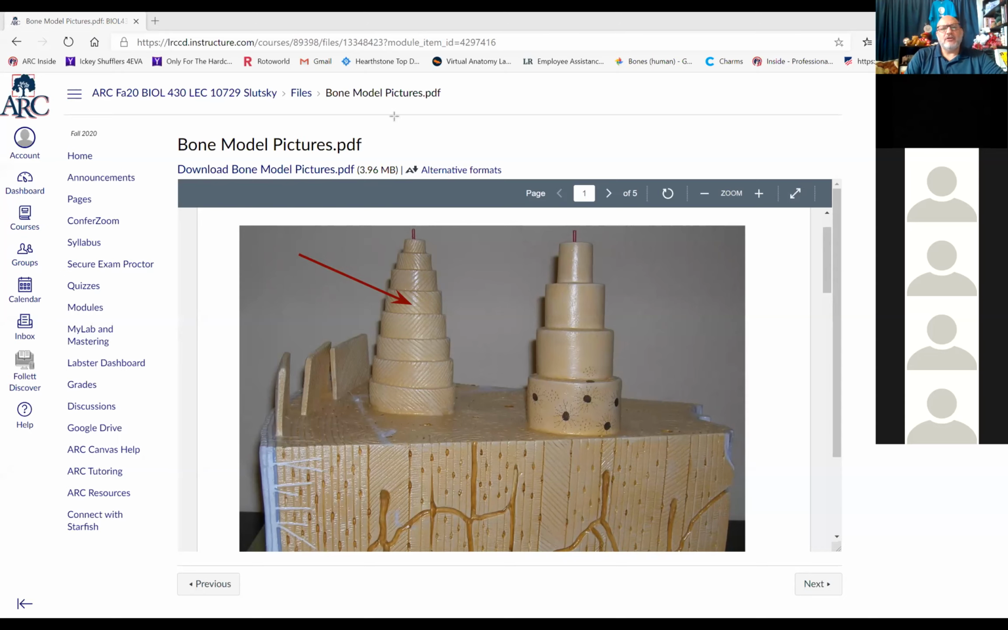Notice though, here on the outer surface are some layers that look almost flat because again, we have this wedge of the bone where it's going all the way around.